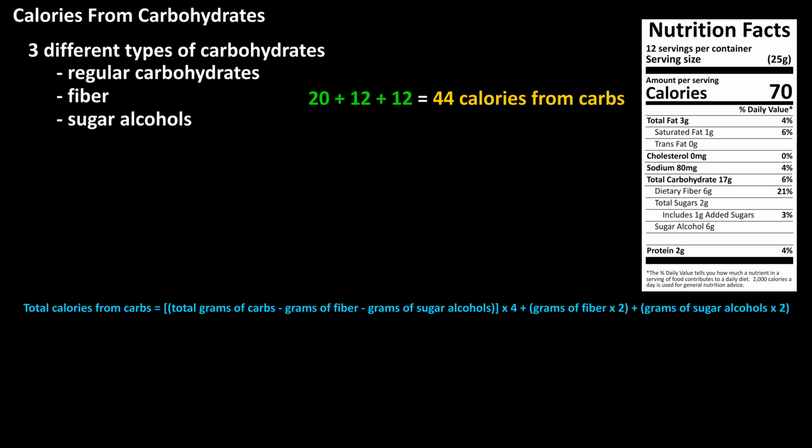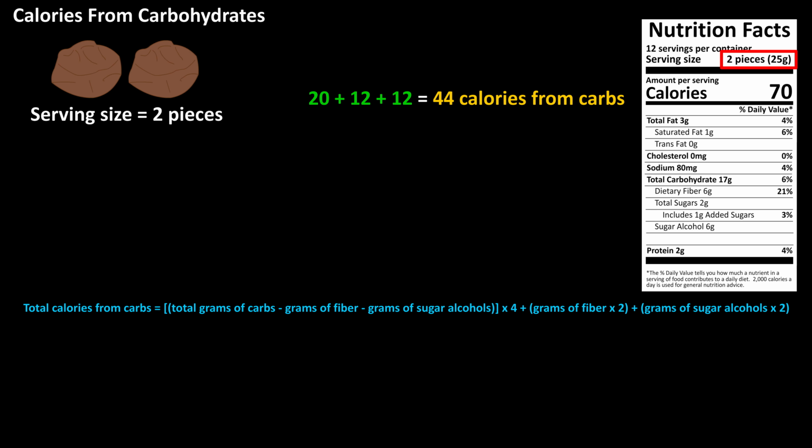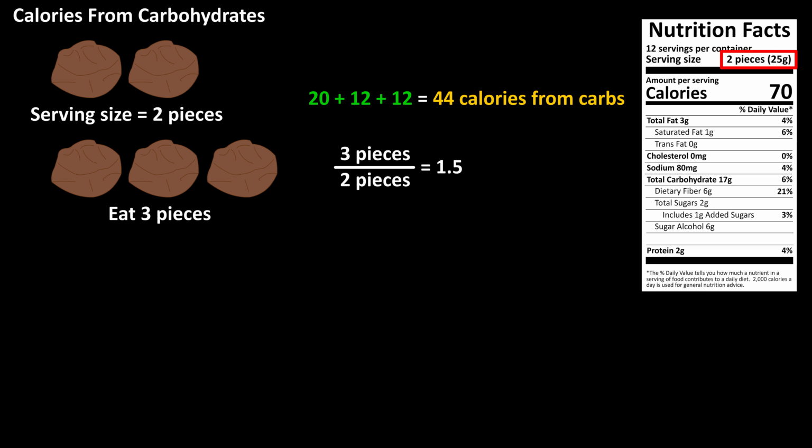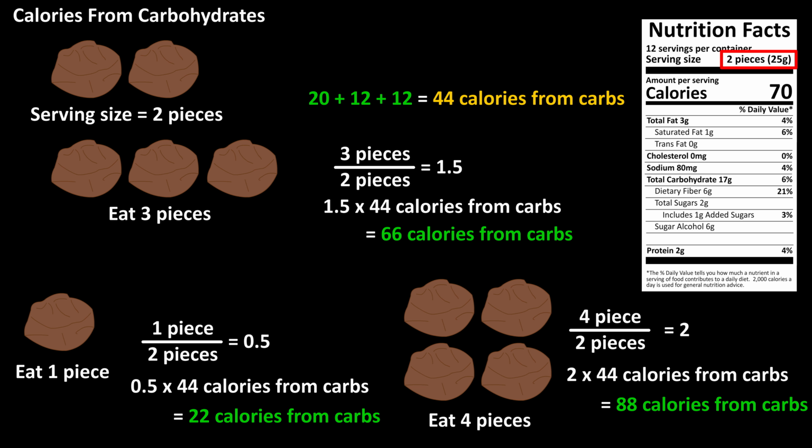And one other note, the data listed on the nutrition label is always for a serving size. If our example label was for, say, chocolate candies, and the serving size was 2 pieces at 25 grams, and we ate 3 pieces, we would have to adjust for that. To do that, we would divide the number of pieces we ate by the serving size, which is 1.5. Then multiply that number of 1.5 by the calories we calculated for 1 serving size, which I've done on the screen. And here are the calculations for total calories from carbohydrates for consuming 1 piece and 4 pieces. The main point is to always look at the serving size and make the appropriate calculations for the calories.